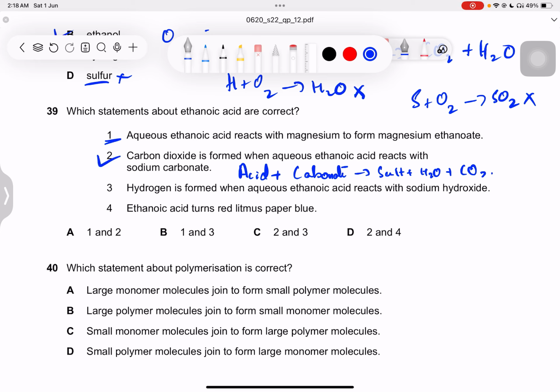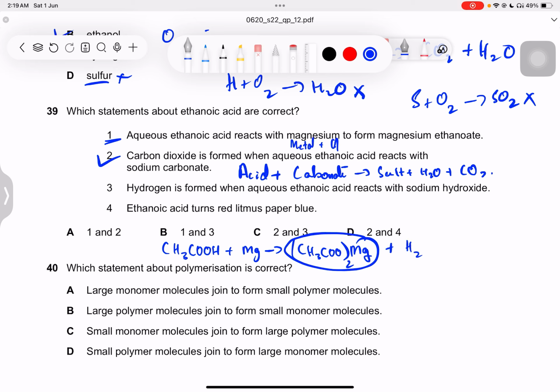As for one, we have CH3COOH, ethanoic acid, plus magnesium. So this produces CH3COO and magnesium, so this is basically magnesium ethanoate plus hydrogen. So the reaction is metal plus acid, which produces hydrogen plus salt. So magnesium ethanoate is the salt. So both 1 and 2 are correct.